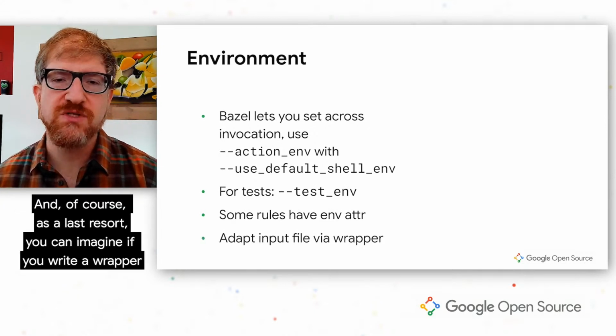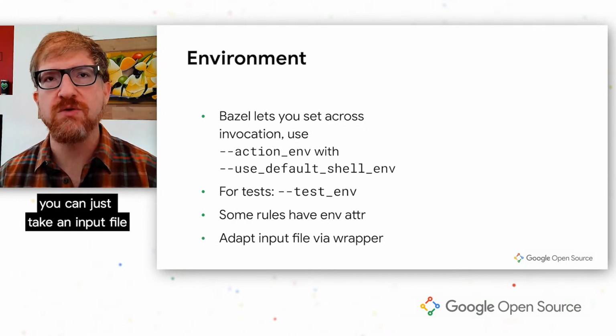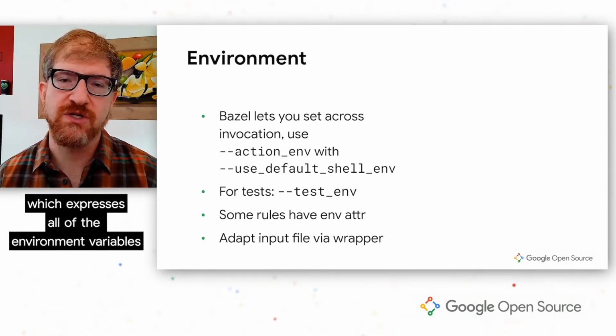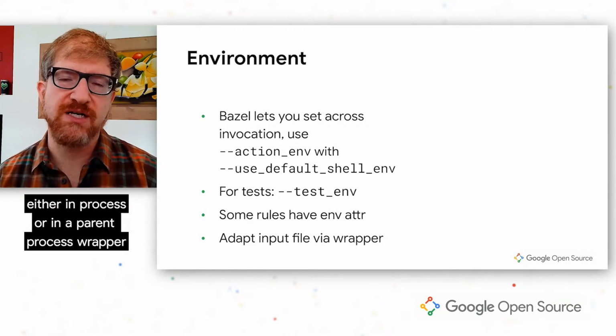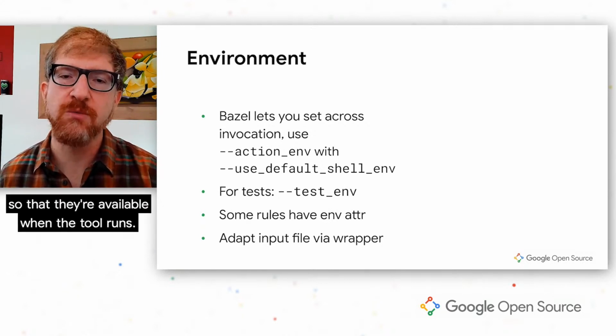And of course, as a last resort, you can imagine if you write a wrapper, then you can just take an input file, which expresses all of the environment variables, and then you can just set those either in process or in a parent process wrapper so that they're available when the tool runs.